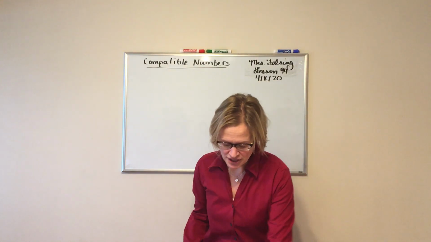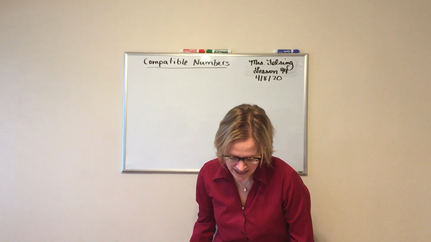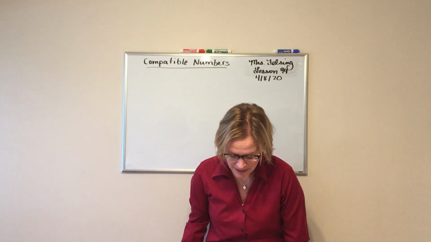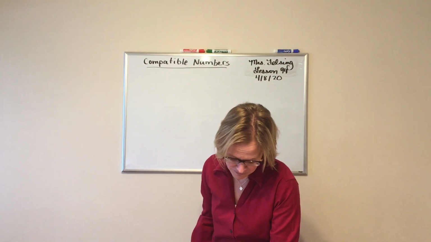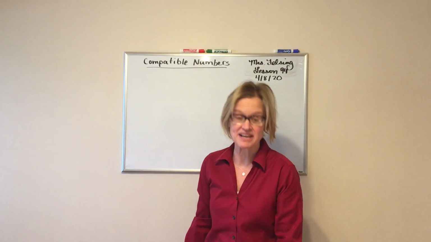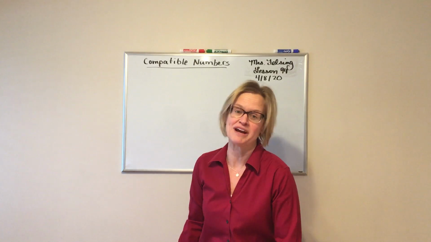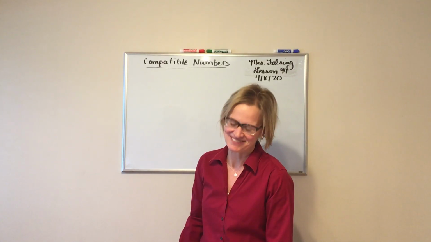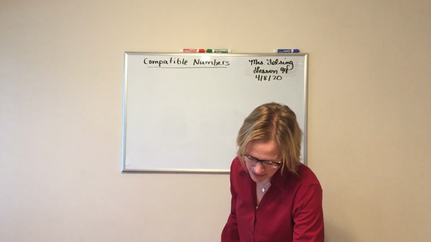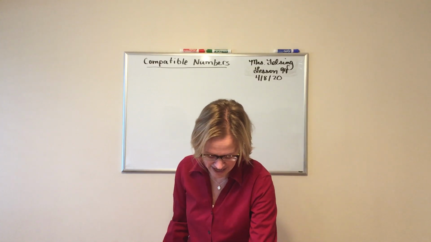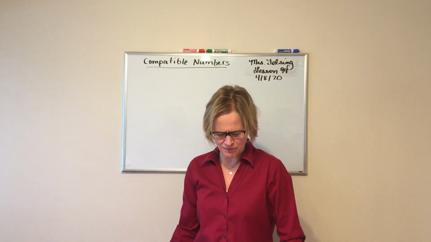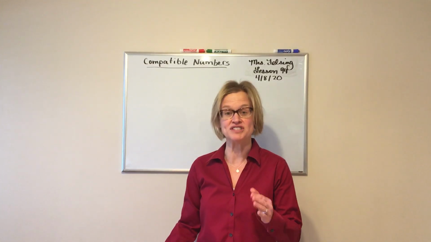So I want you to turn in your book to page 509, and we're going to take a look at the examples. Now, you do not need to write down these examples, but when we get to the lesson practice, I would like for you to write those down. So let's take a look at example 1 on page 509. It says, use compatible numbers to estimate each sum or difference.